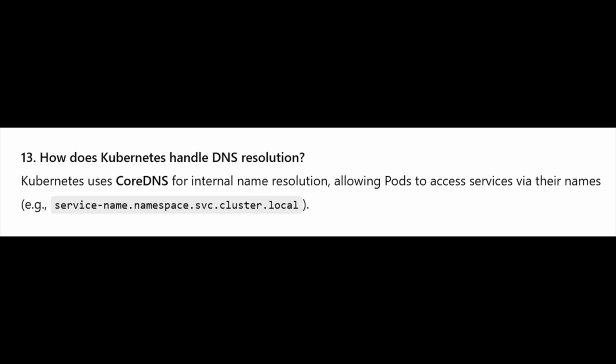How does Kubernetes handle DNS resolution? Kubernetes uses CoreDNS for internal name resolution, allowing pods to access services via their names. Example: servicename.namespace.svc.cluster.local.